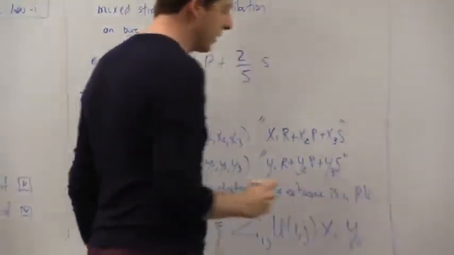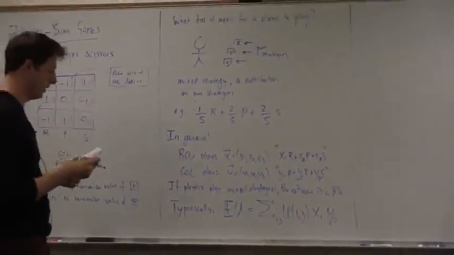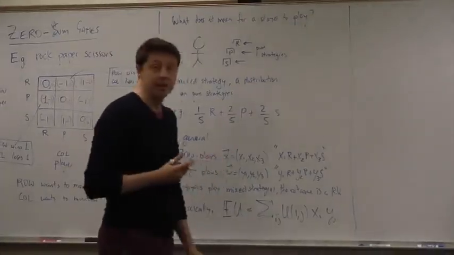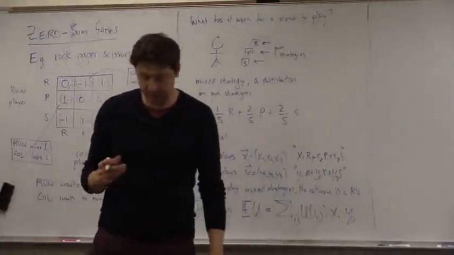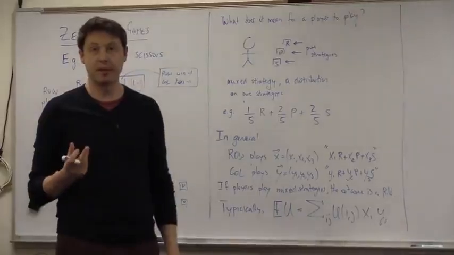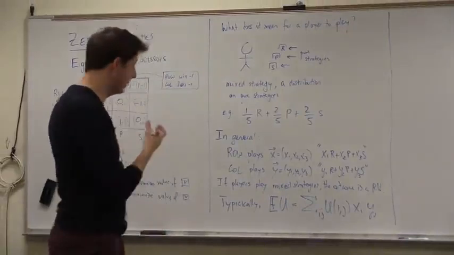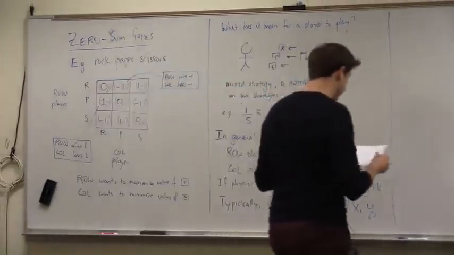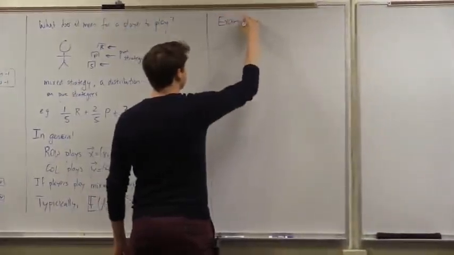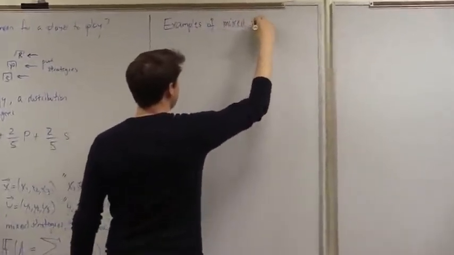All right, so now we're going to look at some examples of mixed strategies to see how this notation plays out. As probably some of you already know, in rock, paper, scissors, it is usually not a bad strategy to play at random. So let's see how the random strategy fares using this notation. So let's look at examples of mixed strategies.